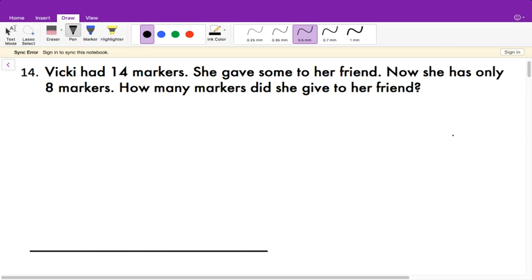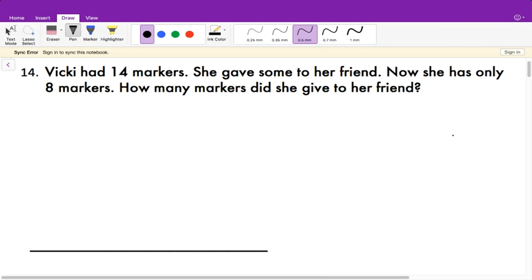Good afternoon, second graders. I'm just going to go over the first set of word problems from your practice test with you right now. So that's going to be problems number 14, 15, 16, and 17. Let's start with number 14.